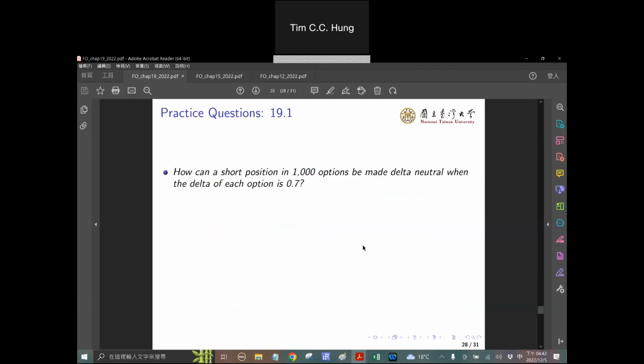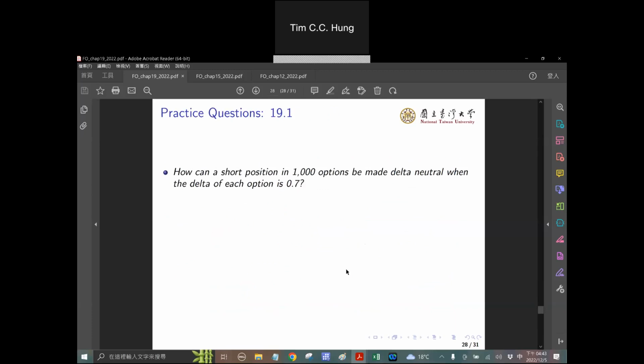And we have the Greek letters. Let's try a very easy, very straightforward practice question together, and then we can call it a day, okay? So I picked the first 2 questions, 19.1 and also 19.2. For 19.1, this is the most straightforward kind of question I could ask you. How can a short position in 1,000 options be made delta neutral when the delta of each option is 0.7?